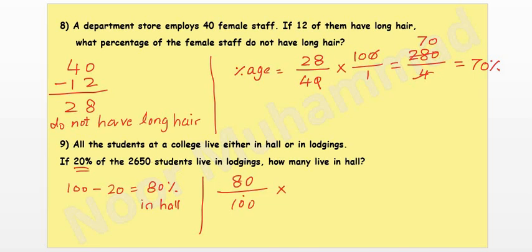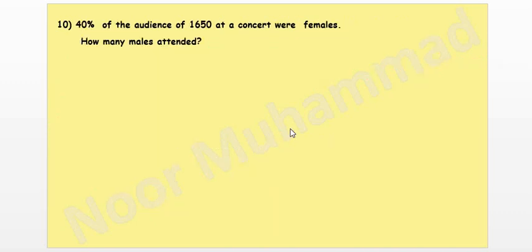80% is in the form of percentage. If you want to know the exact amount, then multiply this percentage with the actual value. So the actual value is 2,650 out of 1. We can cancel the first 0 with the first one and second 0 with the second one, and finally you will get 530 students, right? They are living in the hall. When you multiply 8 by 265, it will give you 530. Now this is the same idea, so please solve it on your own.